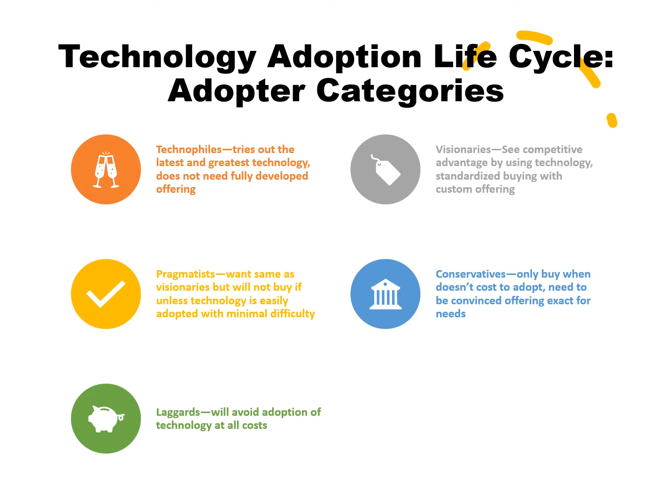Technology adoption life cycle. These are the adopter categories. Technophiles try out the latest and greatest technology and do not need a fully developed offering. Pragmatists want the same as visionaries but will not buy it unless the technology is easily adopted with minimal difficulty. Visionaries see competitive advantage by using technology, standardized buying with custom offering. Conservatives only buy when it does not cost to adopt, need to be convinced, and need an offering exact for their needs, while laggards will avoid adoption of technology at all cost.